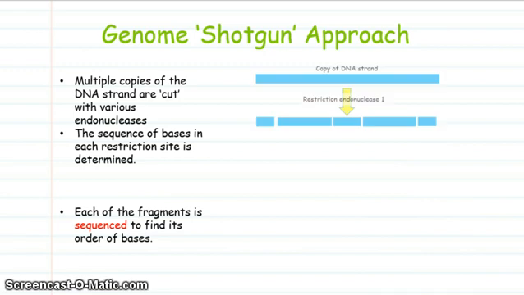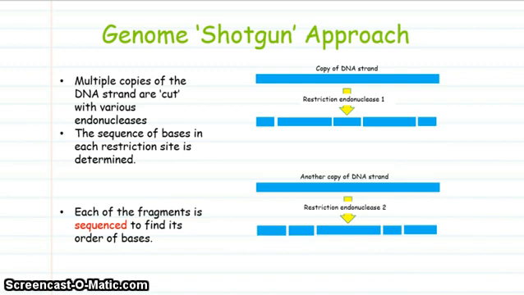So firstly, in what's called the genome shotgun approach, many copies of the original DNA strand that you're trying to sequence are made using PCR, and the fragments are cut with various endonucleases so that they can ultimately be arranged in correct order once each fragment has been sequenced. Like so, you have fragment P, fragment Q, and fragment R. Those three fragments would have considerable overlap between them.